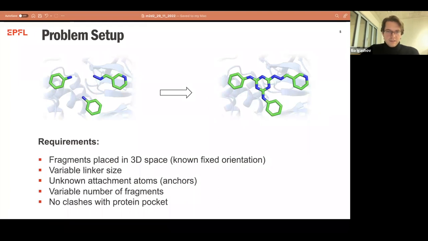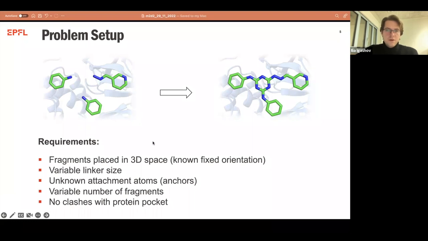Keeping in mind all these examples and strategies that we've just discussed, we can formulate requirements for the method that we want to develop to link our fragments together. First of all, we consider fragments that are placed in 3D space, which means that we have coordinates of every atom in these fragments. And we want to design the linker that would connect these fragments together in a single molecule, but we don't expect to have any information on the linker size in the beginning.